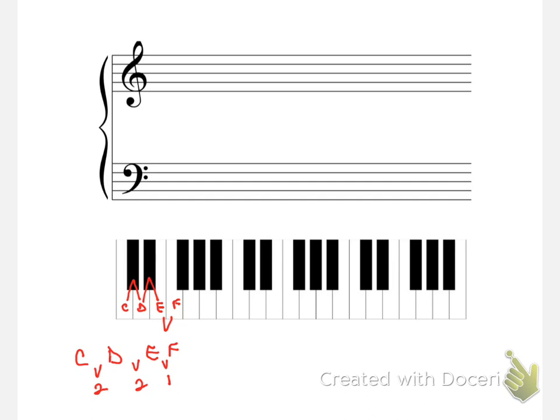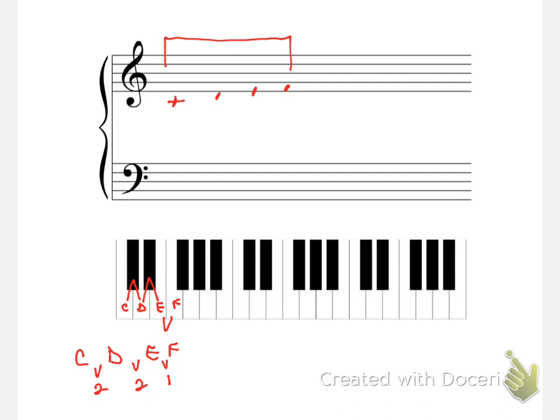Now if we were to write this on the staff, C, D, E, F, that would give us our lower tetrachord, the lower part of the C major scale. Now to get the second part of the C major scale, what we have to do is create a second tetrachord two half steps away from the last note of the first one. So in this case, our last note is F.